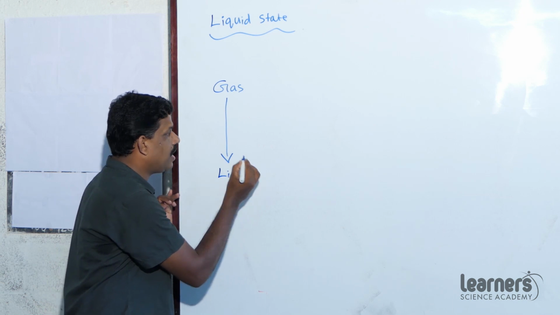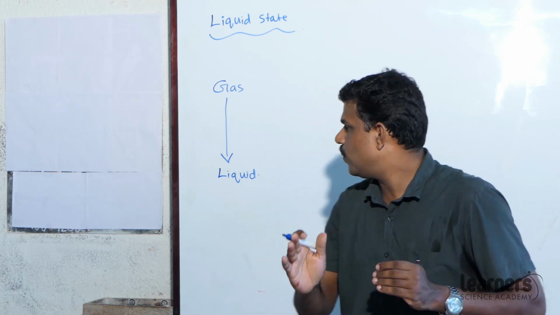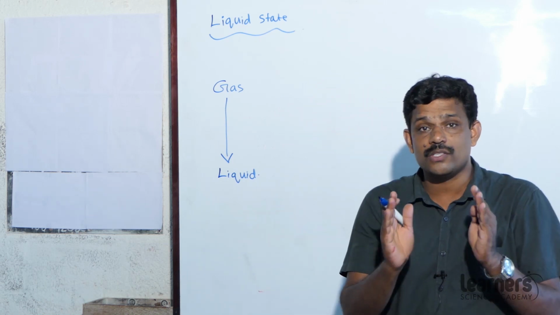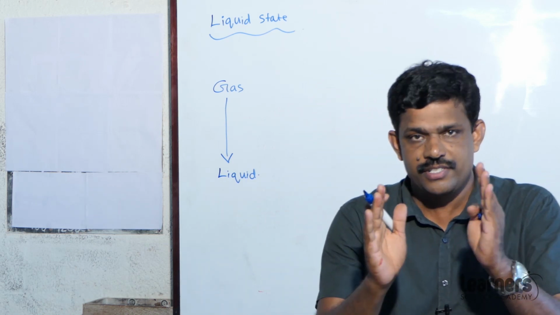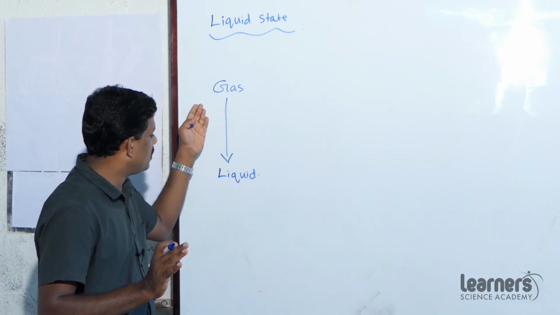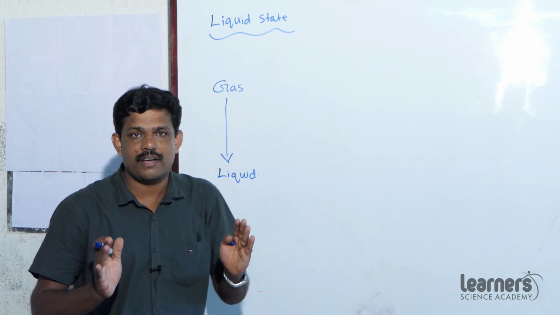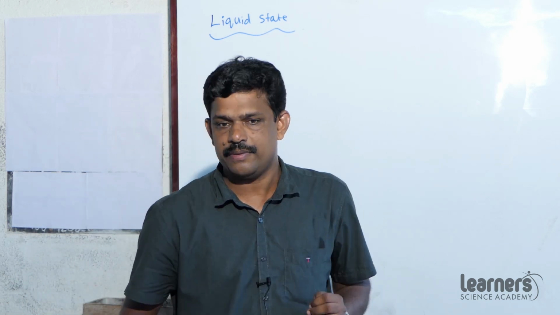The temperature at which a gas changes into the liquid state is called the critical temperature. The temperature at which a gas gets converted into liquid state is called critical temperature.